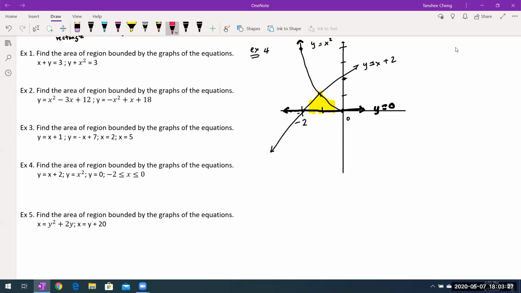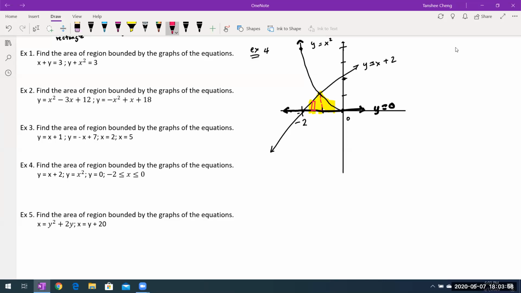Now, clearly right here, you can use it two different ways. If I use this vertical rectangle, then you can see that up to this point, the rectangle will be what? The top function is a line and the bottom function is a horizontal line.